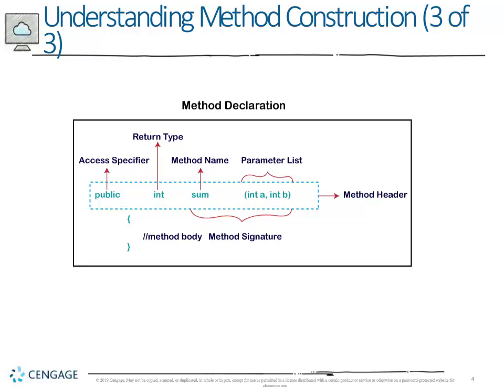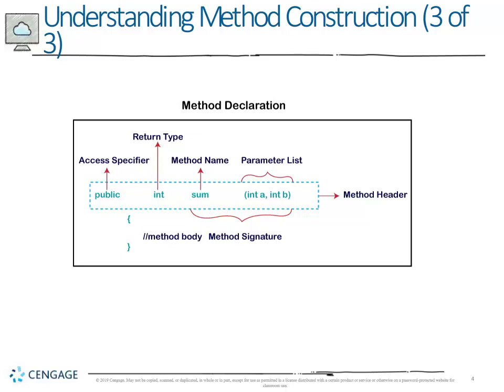The next one is the method name. It is a unique name that is used to define the name of a method. It must correspond to the functionality of the method. Suppose we are creating a method for subtraction of 2 numbers, the method name must be subtraction. You cannot say addition, right? The method is invoked by its name.